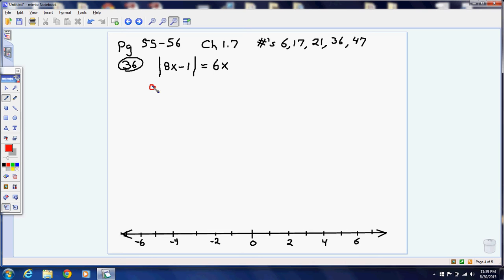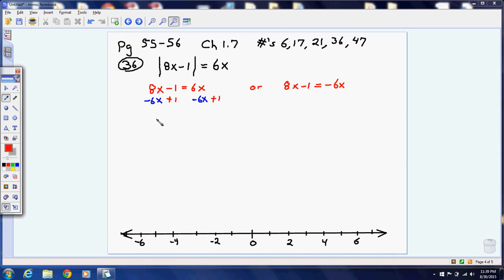So we have the possibility of 8x minus 1 equals 6x, or the other possibility where we have 8x minus 1 equals negative 6x. All right, let's solve this one first. Let's add the 1 to both sides. And at the same time, let's subtract off the 6x to get all our variables over to the other side.